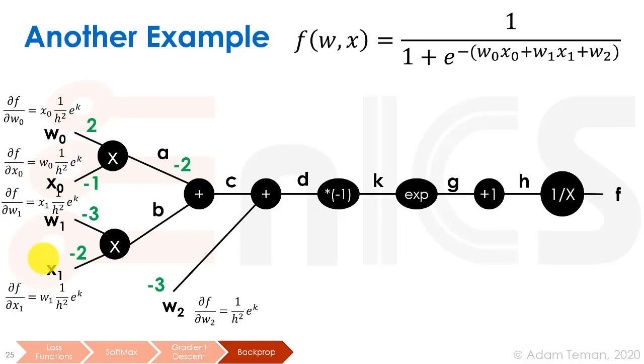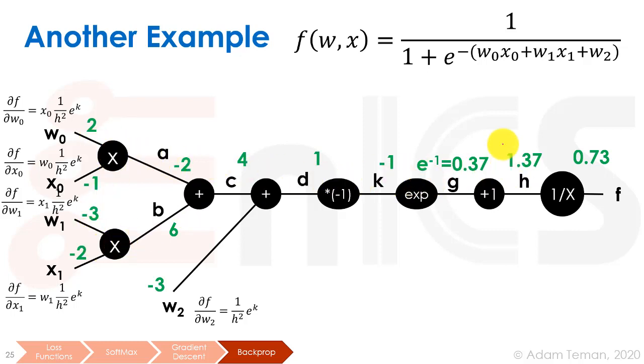So 2 times minus 1 is minus 2. Minus 3 times minus 2 is 6. Minus 2 plus 6 is going to be 4. 4 minus 3 is going to be 1. Times minus 1 is going to be minus 1. E to the minus 1 is going to be 0.37. 1 plus 0.37 is 1.37, and 1 divided by that is 0.73. So we ran inference through this computational graph, and we got the current state at each one of these points.